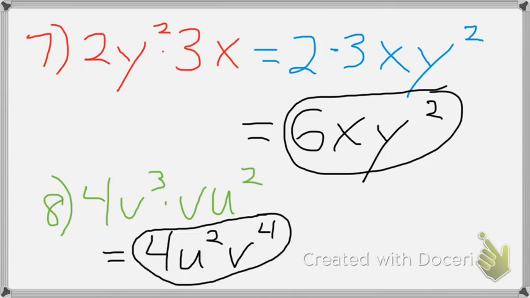Again here, I'm going to write it as 2 factors of u in the front because u comes before v in the alphabet. And I've got 3 factors of v followed by 1 factor of v, giving me 4 factors of v altogether.